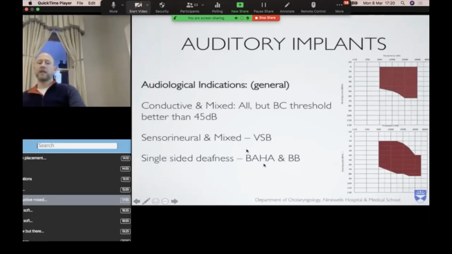And for single-sided deafness, you can't offer a VSB because that aid doesn't work, but you can offer a bone conduction device, so a BAHA or a Bonebridge. And on that, you really want the bone conduction thresholds in the contralateral ear to be 30 or better. You can get away with a little bit more nowadays with Superpower BAHA, but 30 or better is really ideal.